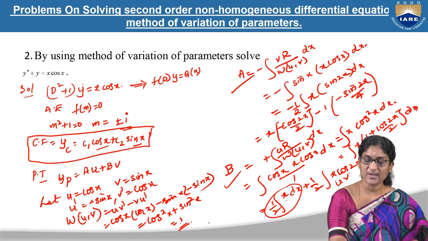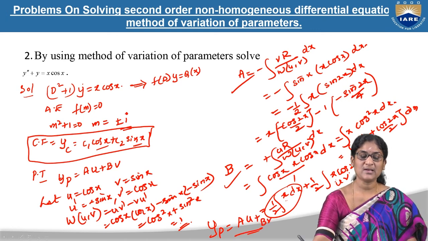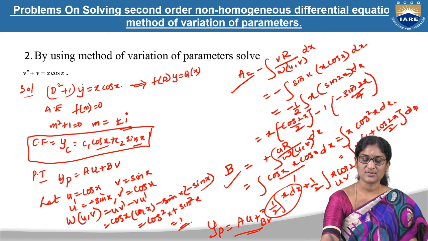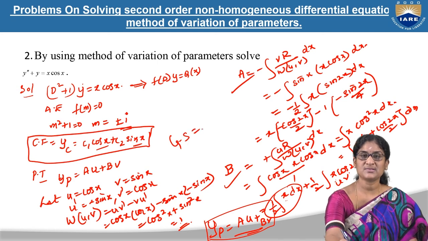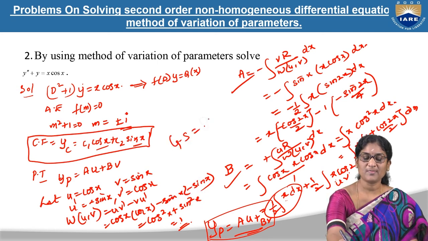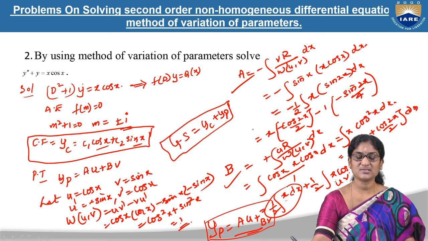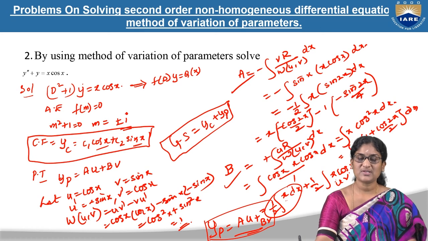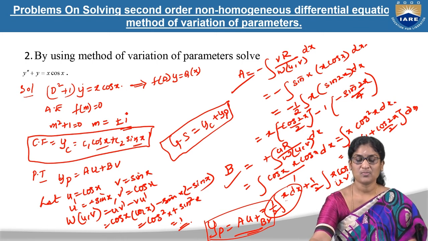After getting a and b, we just need to substitute in the yp value, which is equal to a into u plus b into v. So this is how we can get the particular integral for the given equation. After knowing the particular integral and complementary function, the general solution is obtained by the complementary function plus particular integral, that is yc plus yp. So this is the method of variation of parameters, which is a very easy method. Only the complicatedness is sometimes in the integral values for a and b, so for a few problems it becomes complicated. Otherwise the method is very easy.